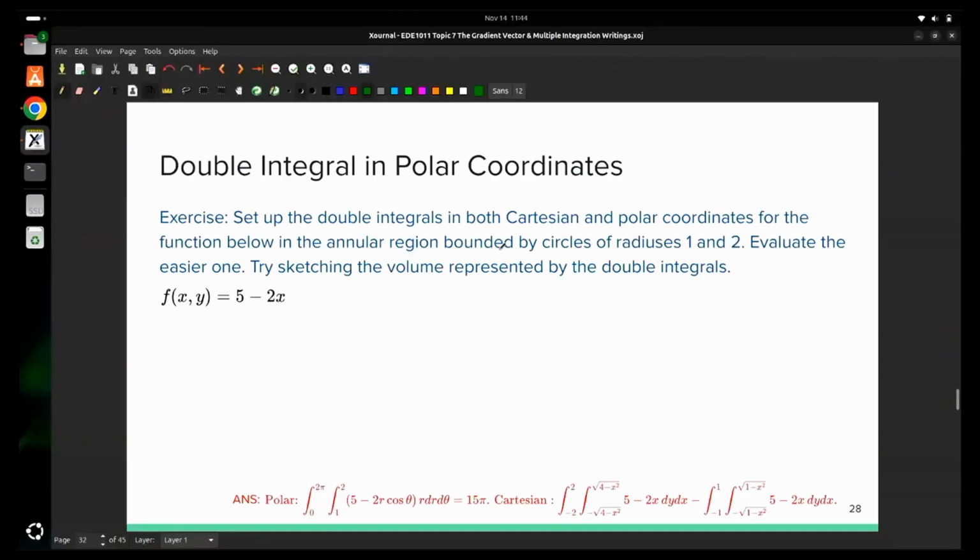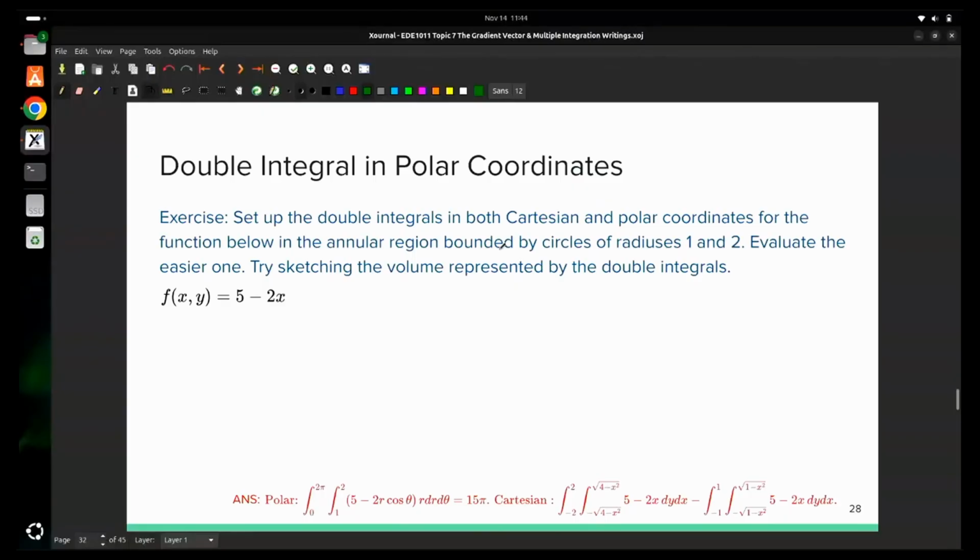That's why I say, if you can write down the correct double integral, you get a lot of marks already, because it tests your understanding a lot more than just performing the integration. So now, set up double integrals in both Cartesian and polar coordinates for the function below in the annular region that is bounded by circles of radiuses 1 and 2, and then we just evaluate the easy part. I think we just set up and then we call it a day.